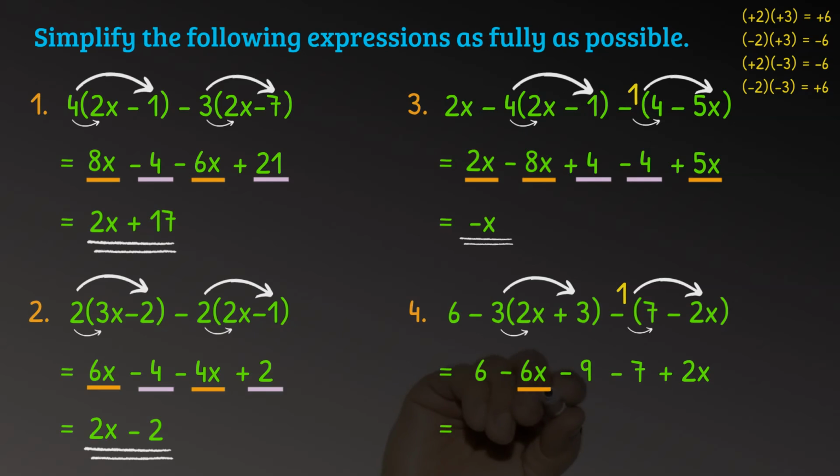So first we're going to underline the terms that have x in them so we can combine them, and -6x plus 2x is going to give us a -4x, and then we'll underline the constants, and we have 3 of them, and 6 minus 9 minus 7 gives us -10. So the final answer is -4x minus 10.